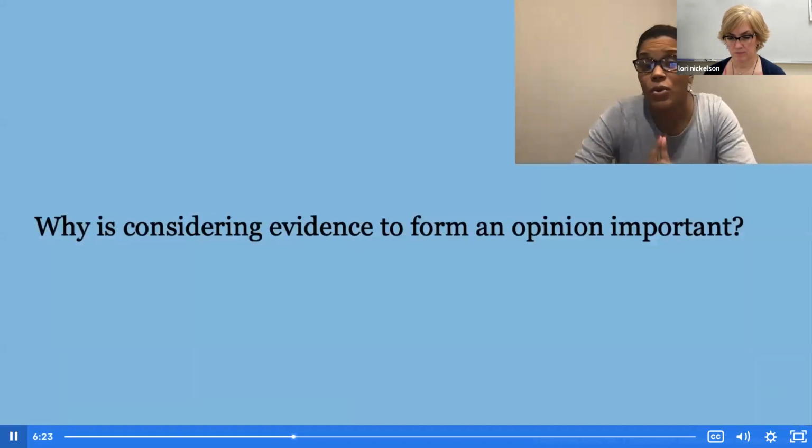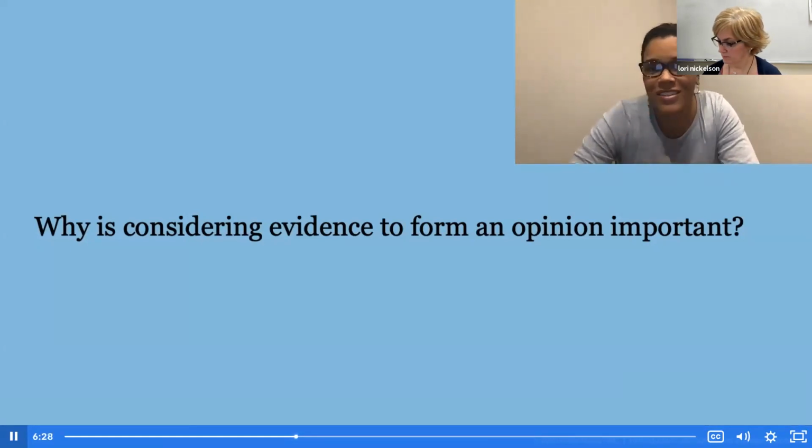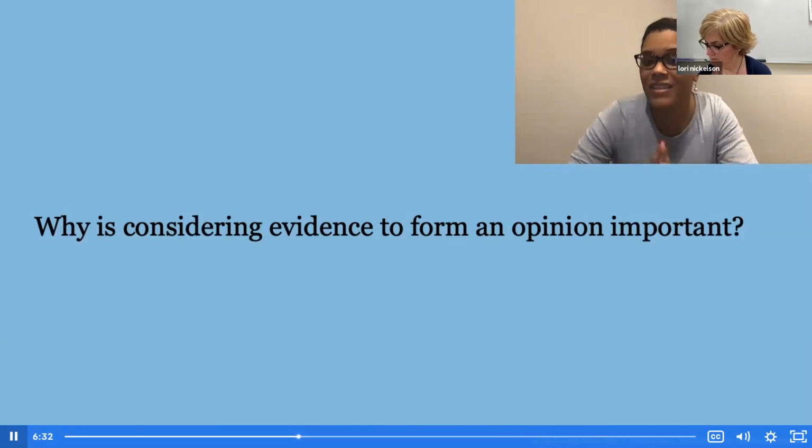Friends, so now you are going to be using evidence just like the information that you just collected on the elements of Cinderella's story chart to form opinions about the text that you read. And as you do this, you're going to be thinking about this question. Why is considering evidence to form an opinion important?